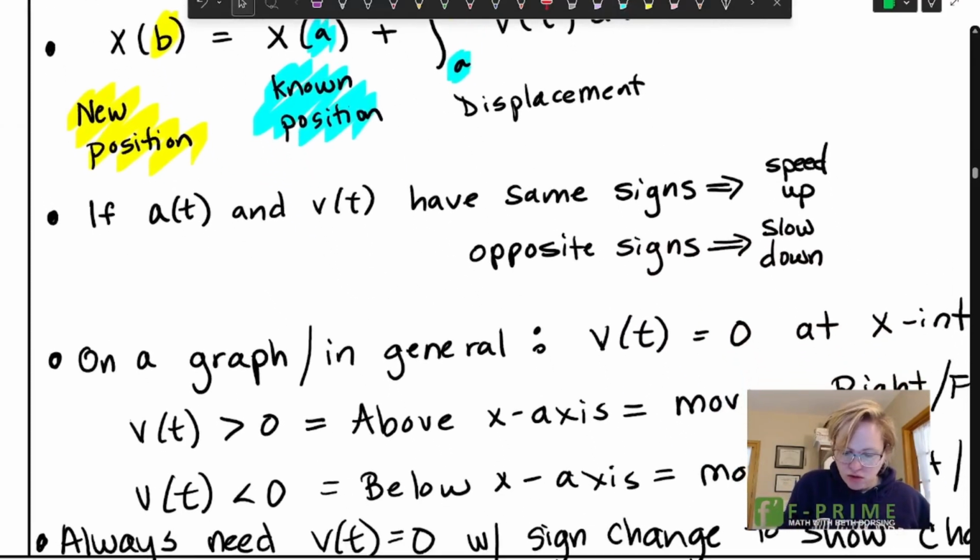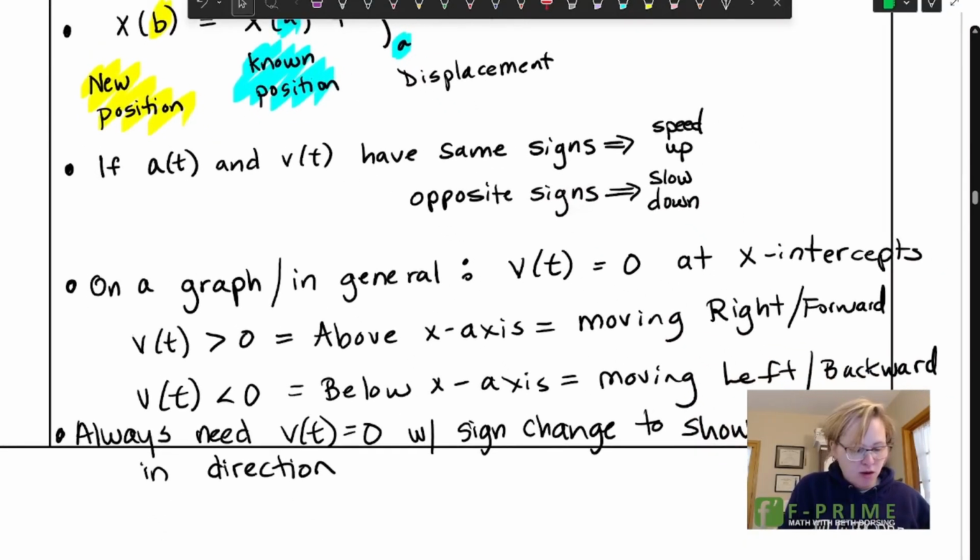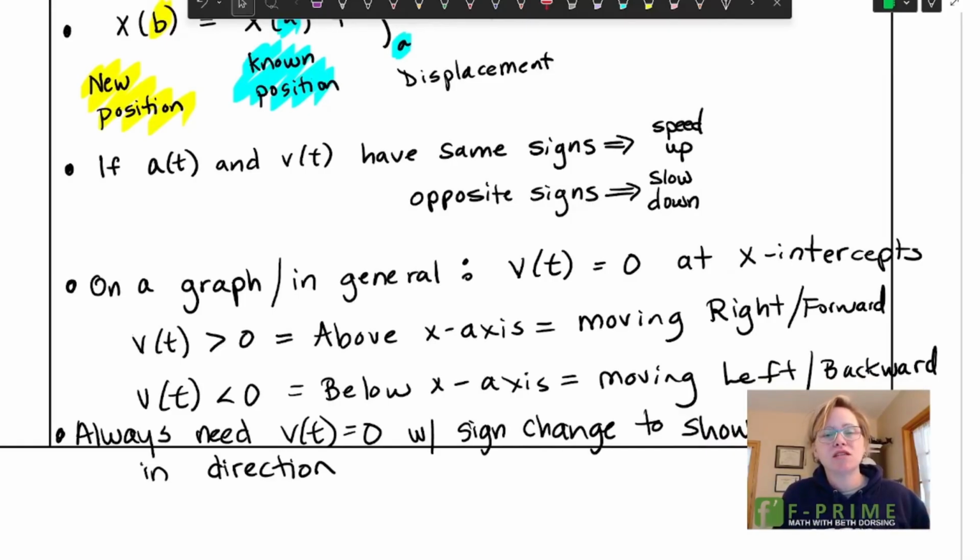Now, you're also going to be asked to do a little bit of analysis about what's happening with the particle. So just a reminder that if the acceleration and the velocity have the same signs, that means that that particle is going to speed up. If they have opposite signs, that means that the particle is going to slow down.